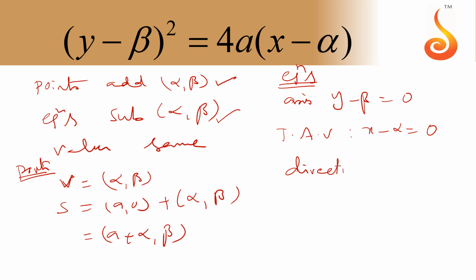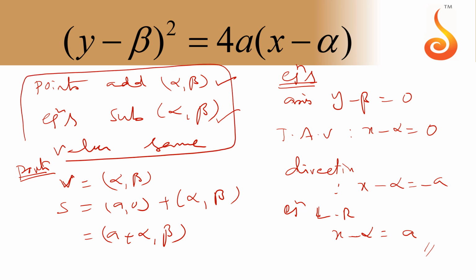Directrix: what is the directrix there? x equal to minus a. So x minus alpha equal to minus a. Equation of latus rectum: actually x equals a, so x minus alpha equal to a. So this will be the equation of latus rectum. Simple, you remember this, and I told you values will be the same. Length of latus rectum 4a, the values won't change. So to get the points, add alpha beta. To get the equations, subtract alpha comma beta.